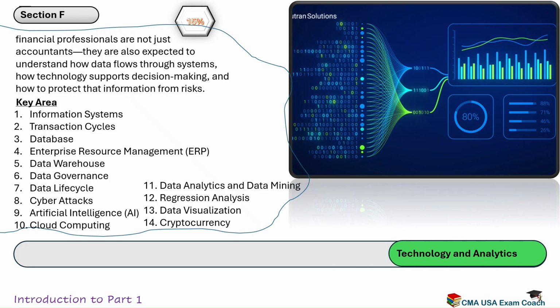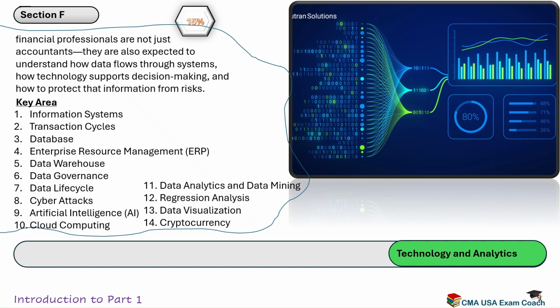Next, data governance. Data governance refers to the policies and procedures that ensure data is accurate, consistent, and used responsibly. It includes who can access data, how it is protected, and how compliance with regulations like GDPR is maintained. Proper governance helps prevent data misuse and ensures data integrity.